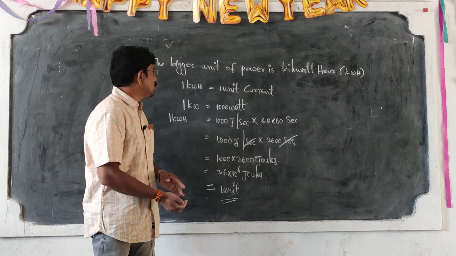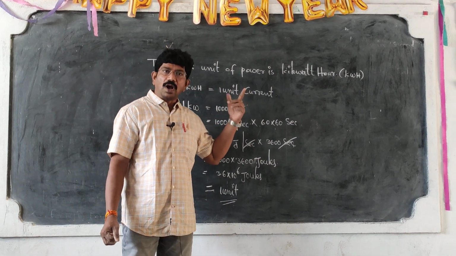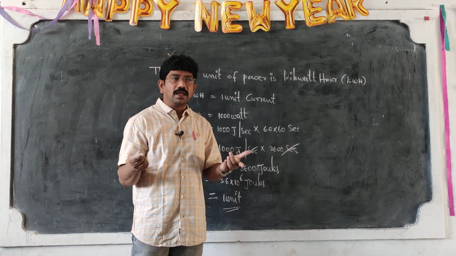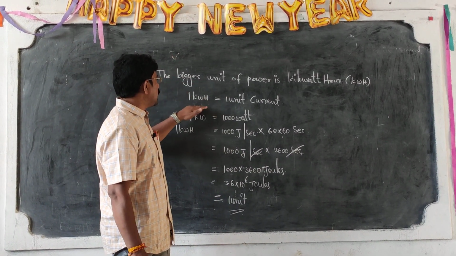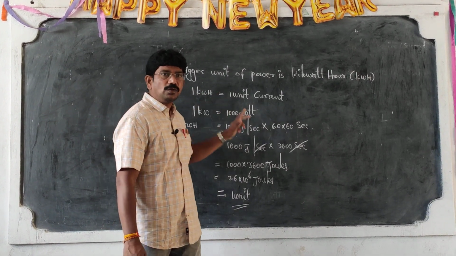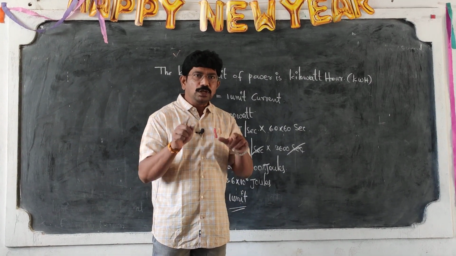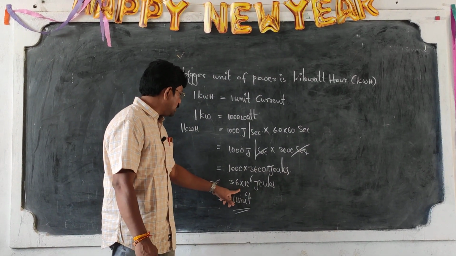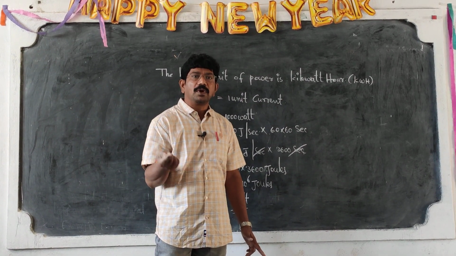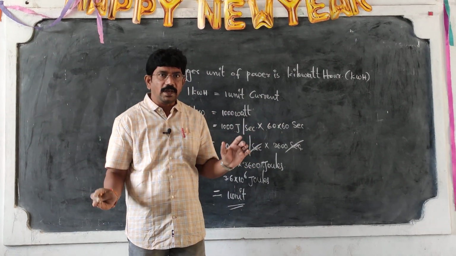Are you clear? So this is the larger unit of electric power. See, joule per second or watt is the smallest unit. We cannot measure the current in 1 second, that's why we have chosen the larger unit, kilowatt hour. In our household, current is measured in kilowatt hour or units. So 1 unit means, what does it mean? 3.6 into 10 to the power of 6 joules of energy is consumed by that electrical appliance. Are you clear about that one?